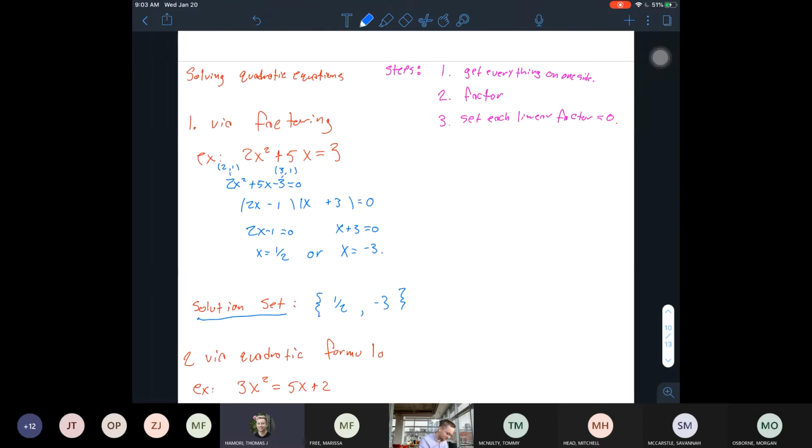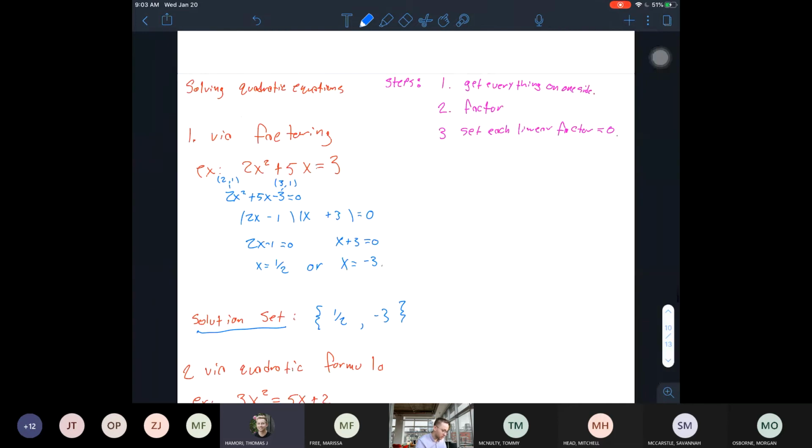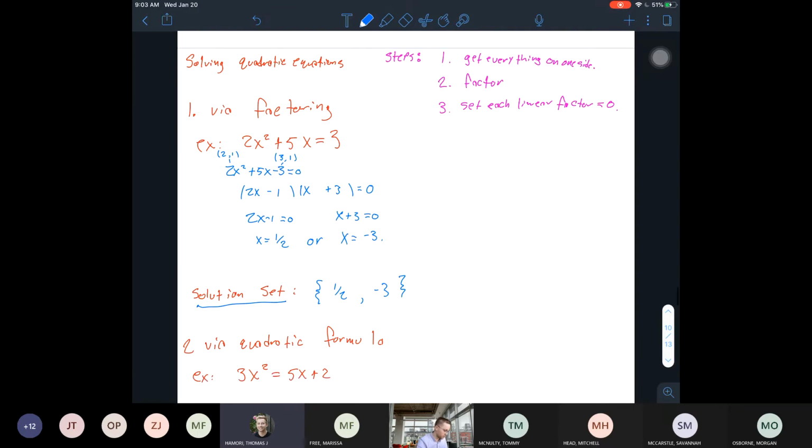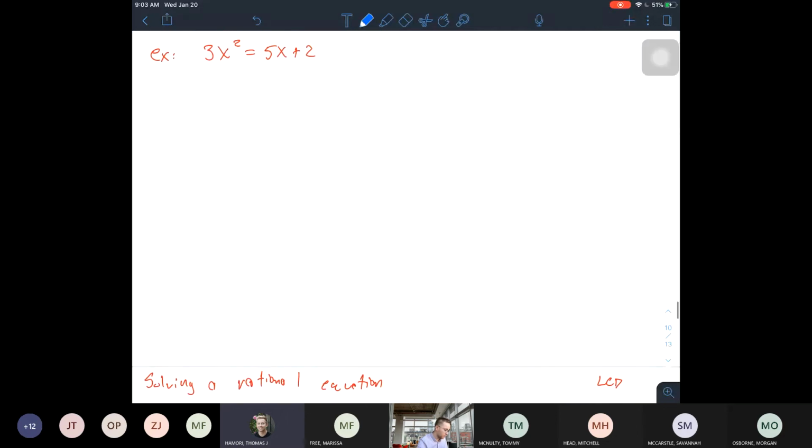Okay. So that's going to be our solution set. Are there any questions about how we solved that quadratic equation using factoring? Okay, seems like no questions, so we'll move on. Let's try doing it with the quadratic formula.